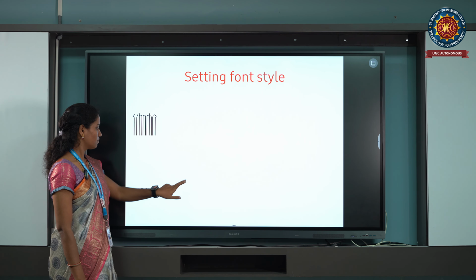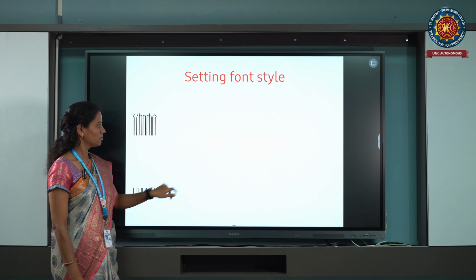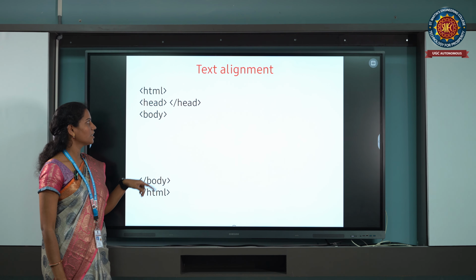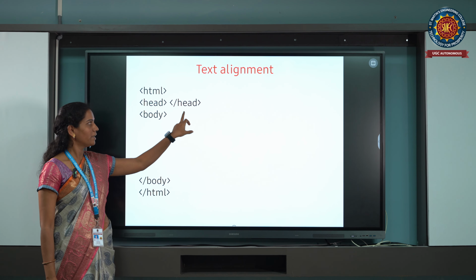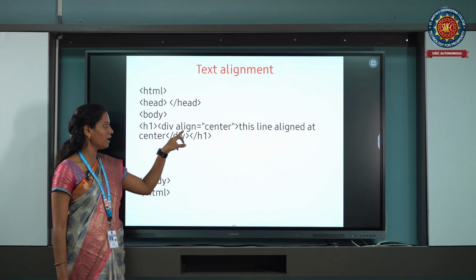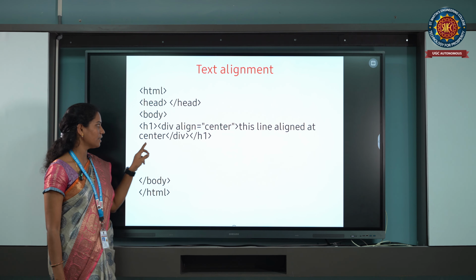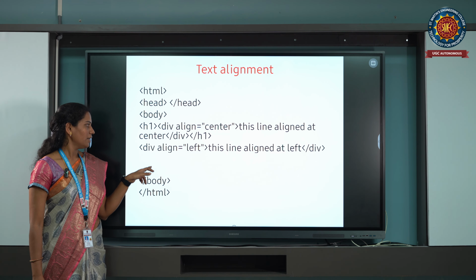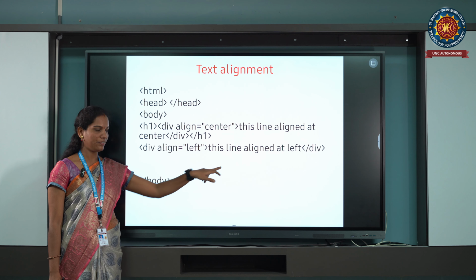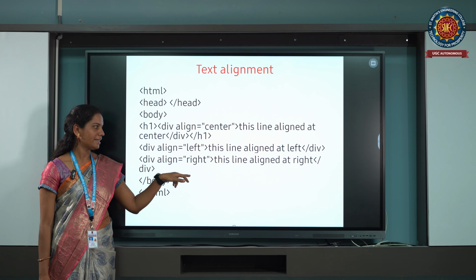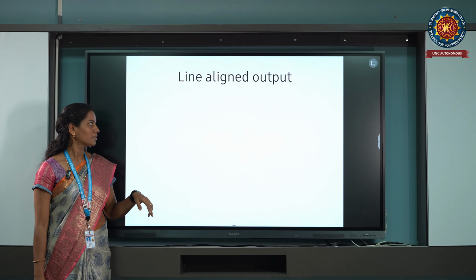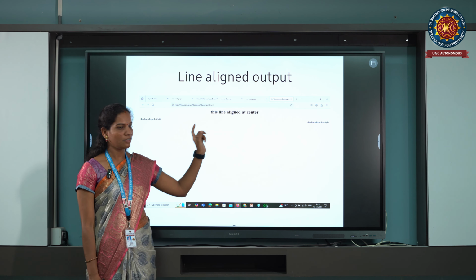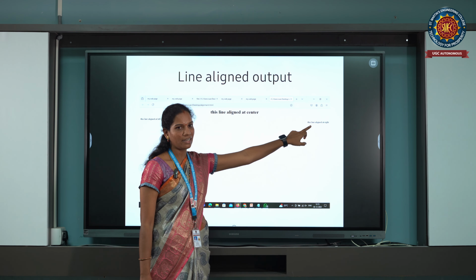Setting font styles. Text alignment. In this HTML, head, opening, closing. In body, H1, div align equal to center. This aligns to the center, div closing, H1 closing. In div align left, this is the left alignment of the div tag. Div alignment is right, line alignment at right. Line element output. This is the line at left. By using this is the center tag. By using this is the right tag.